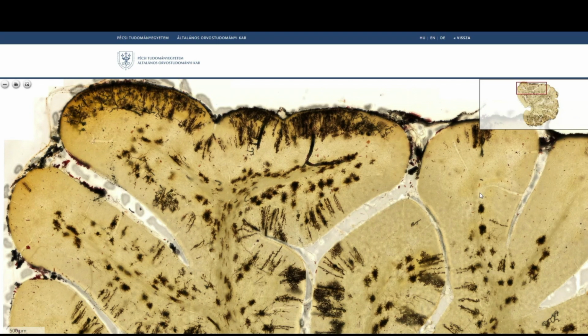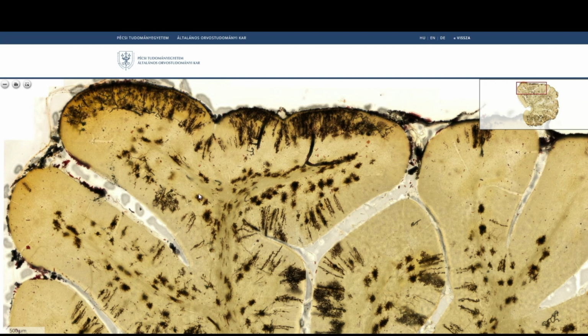This is the most interesting staining method, the Golgi staining, which is able to visualize not only the cell body or the processes, but together. The only disadvantage of this staining is that we are not able to predict in advance what cells will be visualized. So we have to double check all the preparations and hunt for cells.